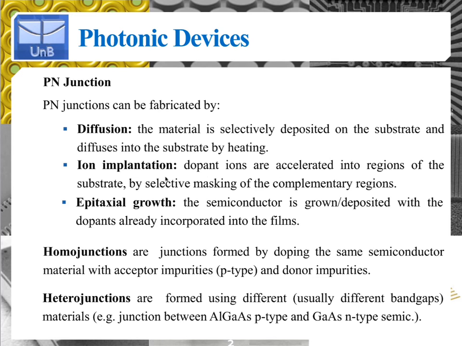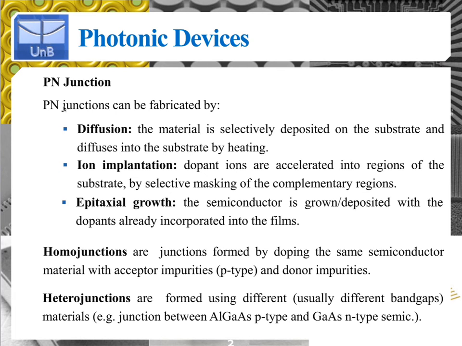So you accelerate ions using special machines towards the substrate, and they penetrate the substrate. Finally, in epitaxial growth, the semiconductor is grown with the dopants already incorporated into the films. So for example, you have CVD, chemical vapor deposition techniques, where you use gas in order to make films on the surface of a substrate, and in this case the dopants are already in the composition of the precursor gases which will form the solid film.